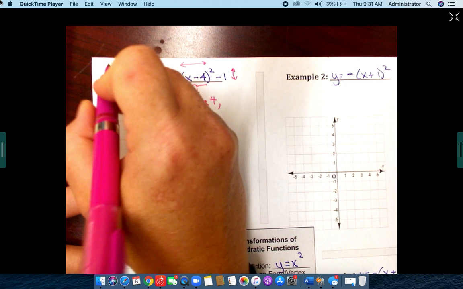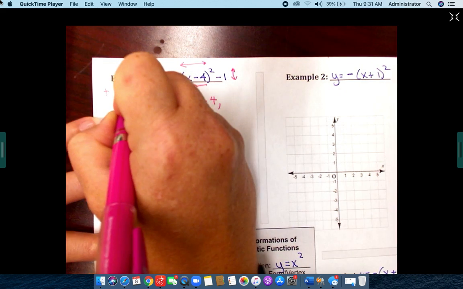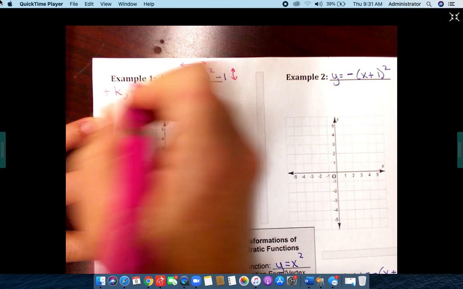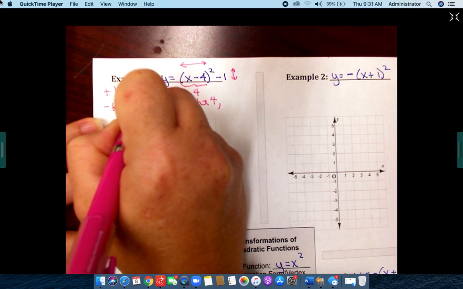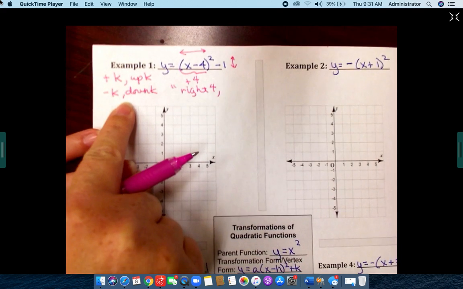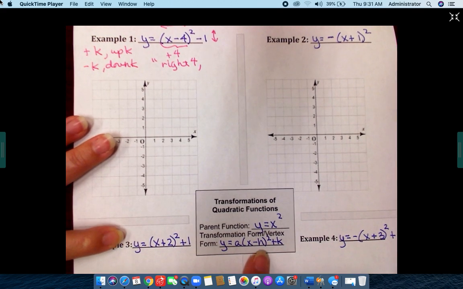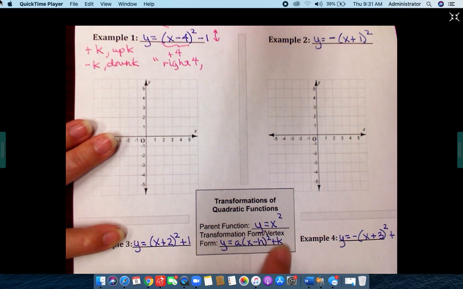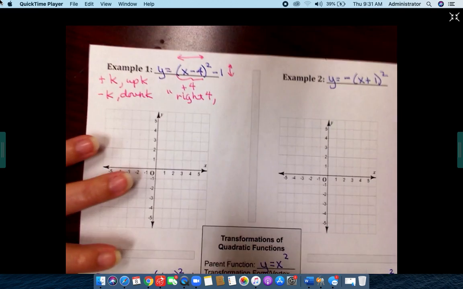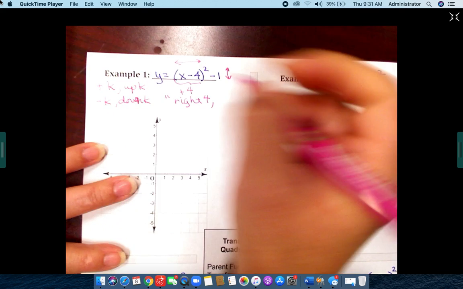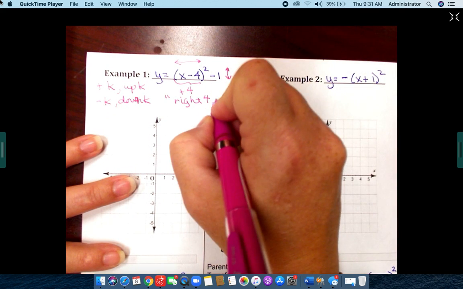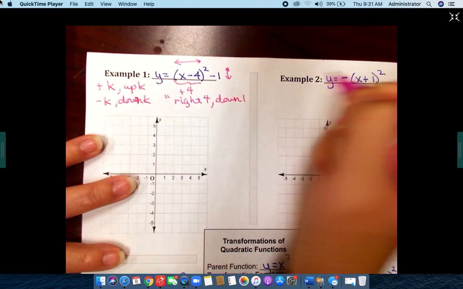So I'll put up here that if you have a positive k, you're going to go up k. And a negative k, you're going to go down k. And where does k come from? I have it written right here again, that k is the constant here at the end of your function. So that's down k, by the way. It's hard to see. All right, so if I have minus 1, that means I'm going to go down 1.